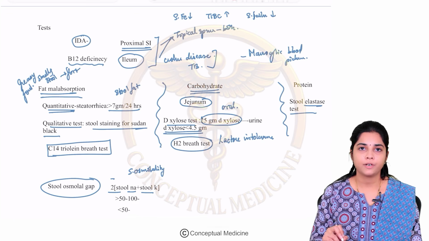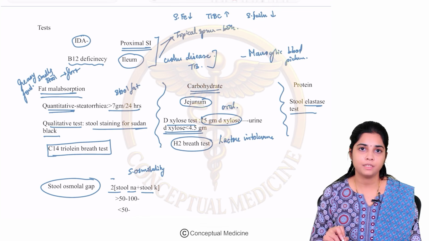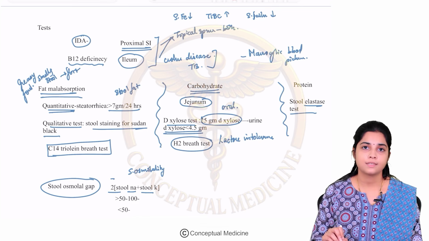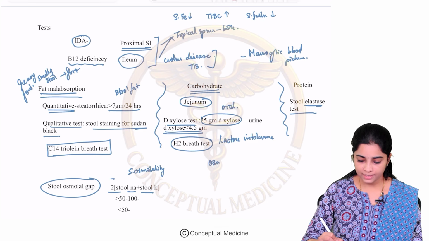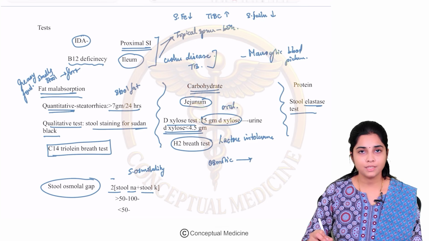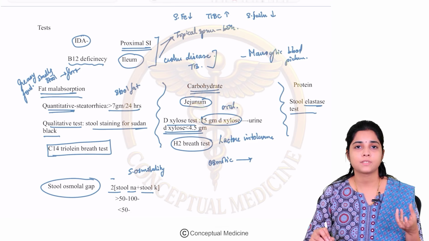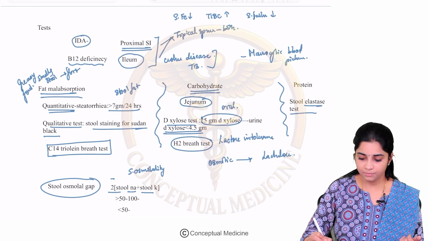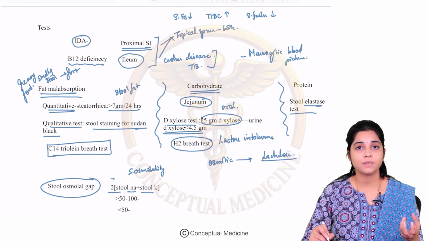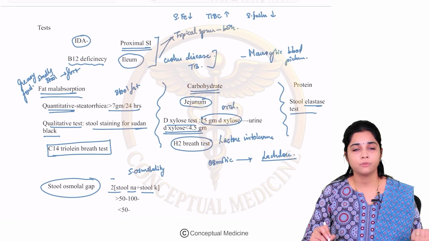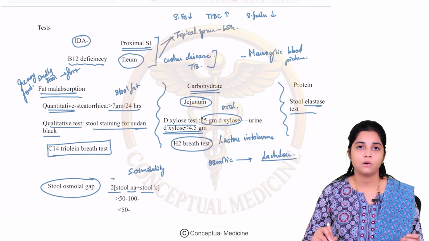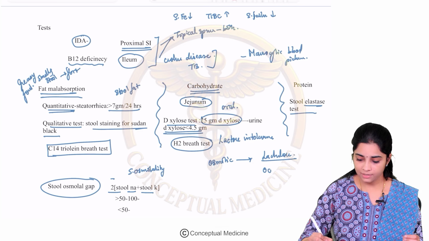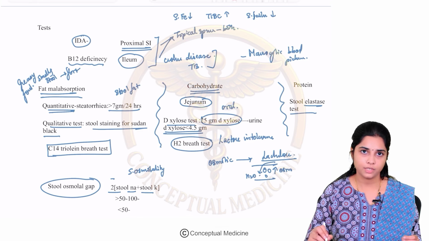It can be used to find out whether the cause of the diarrhea is mainly an osmotic diarrhea or a secretory diarrhea. Osmotic diarrhea means that there are certain high osmolar substances in the intestine, for example, lactulose. Because of this high osmolality, it pulls water into the intestinal lumen along with it and causes an osmotic diarrhea.